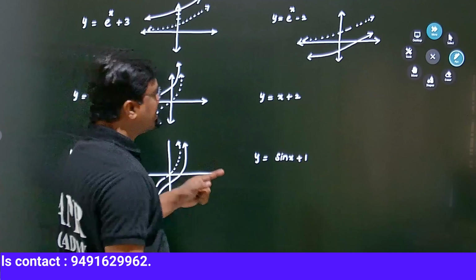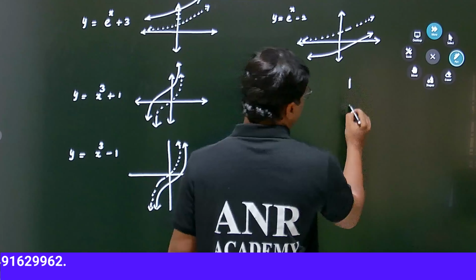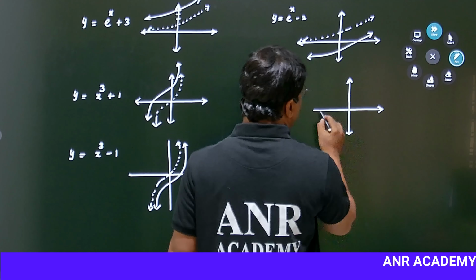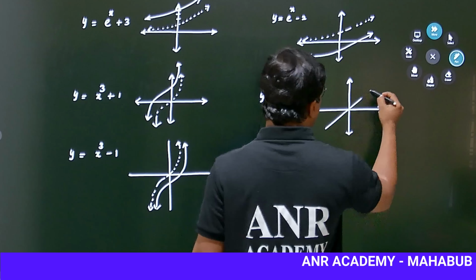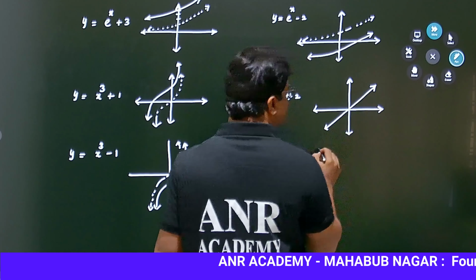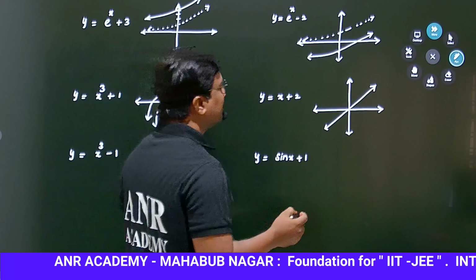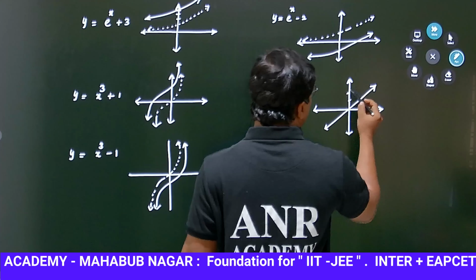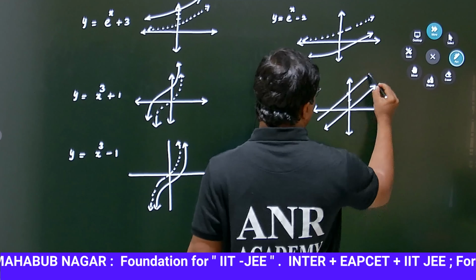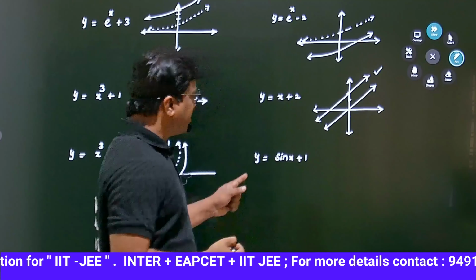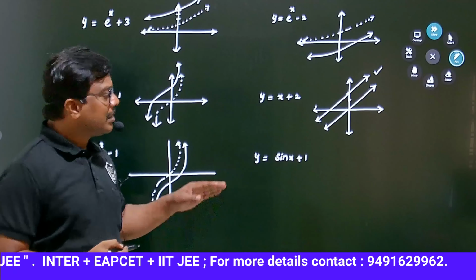Okay. Next, y equal to x plus 2. You know that y equal to x, straight line passing through origin, that makes an angle 45 degrees with the positive direction of x-axis. When you have plus 2, transfer 2 units above. The entire graph transfers 2 units above. This is the graph. Next, y equal to sin x plus 1.